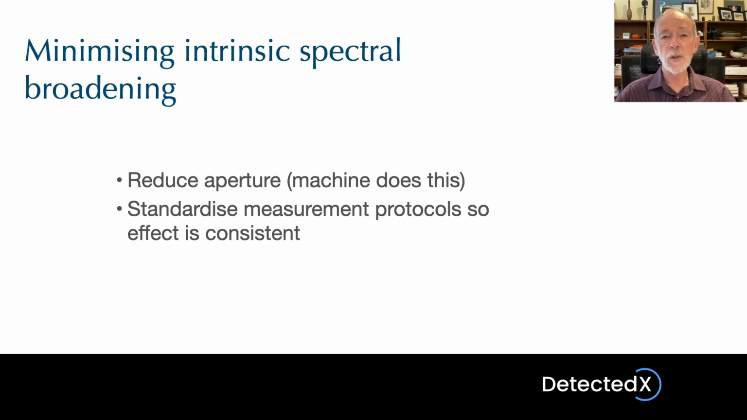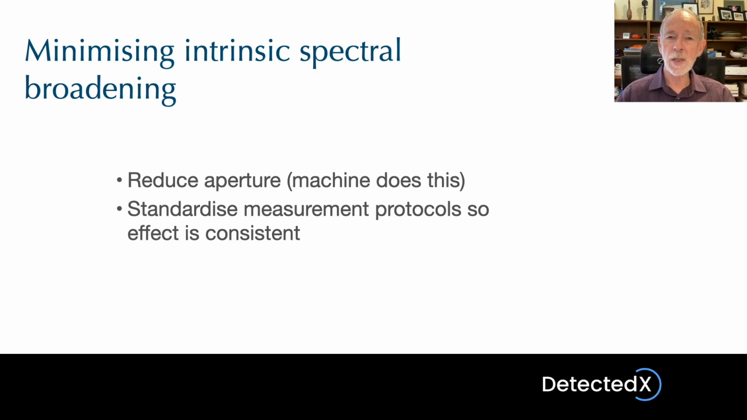The thing that the manufacturers have done to address this issue is that when the machines are doing Doppler measurements, the aperture is reduced. The other major thing you can do is to try to be as consistent as possible. So when you're making a measurement in a particular vessel, for example, the carotid artery, you should have a protocol that specifies what Doppler angle you should use.